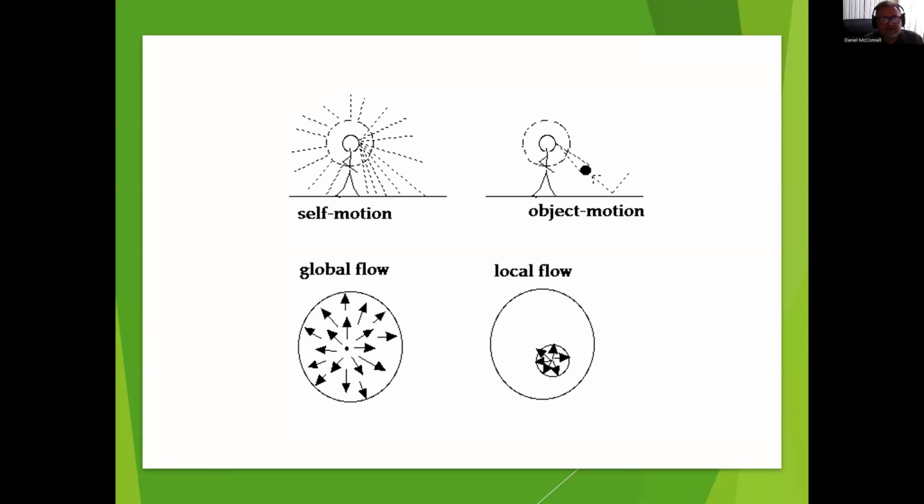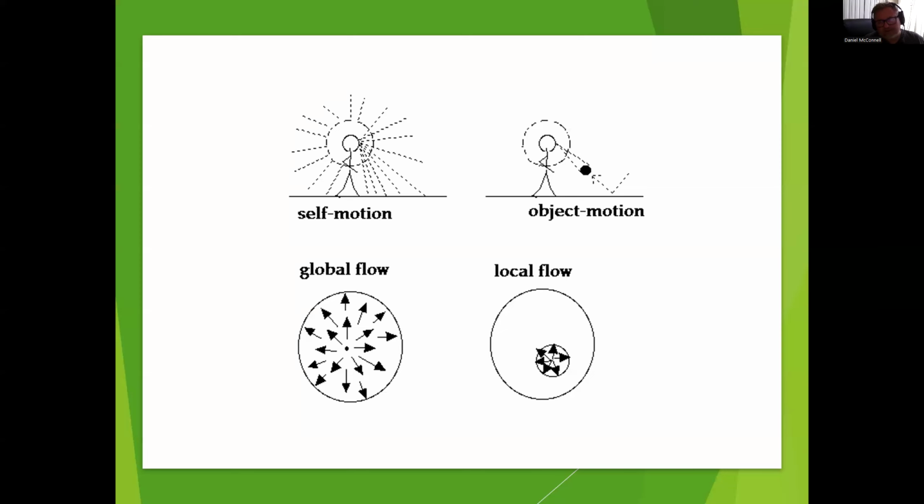Local flow is then the opposite, distinct from global flow, because now only a small portion of the visual field is exhibiting some movement, and therefore flow is localized to that one spot. And this would be an object. So in this case, somebody has thrown a ball, the ball bounces up towards the person here, and we're going to experience some optic flow just on the boundaries and surface of the ball itself, right? And so it's that local flow.